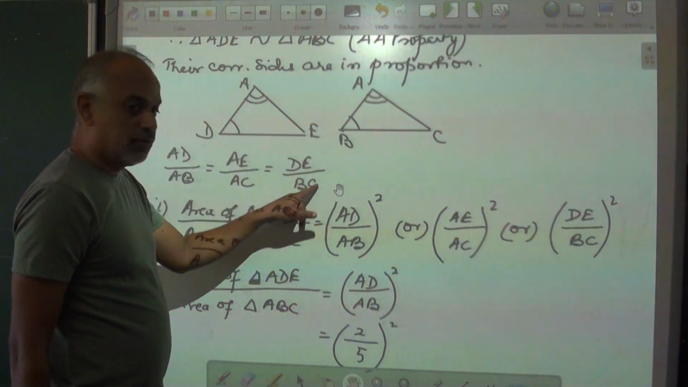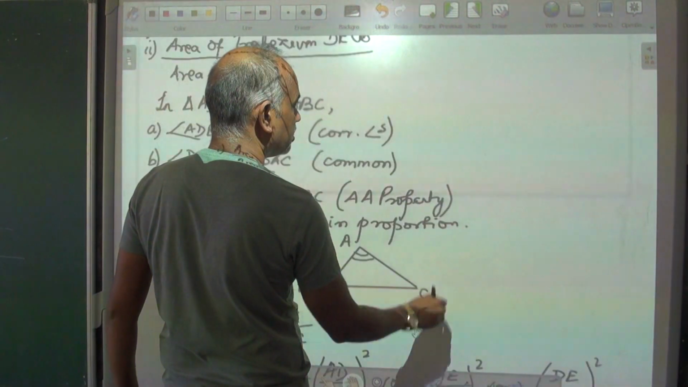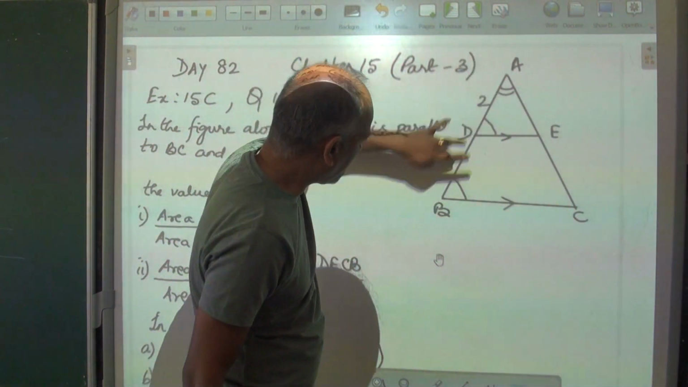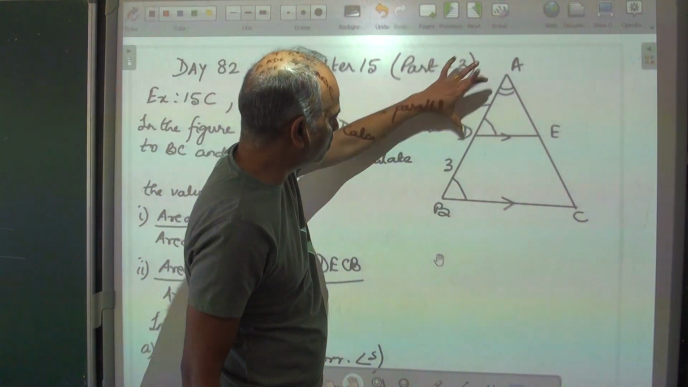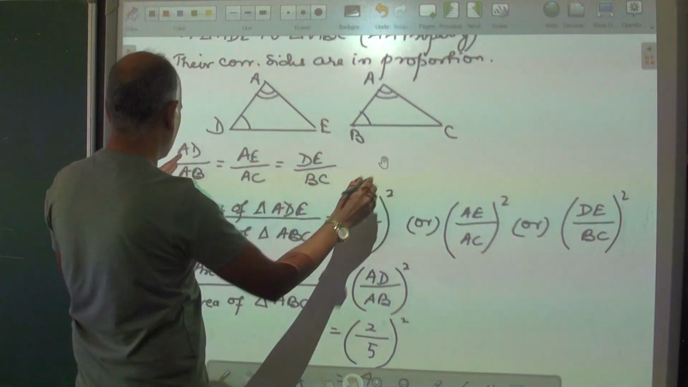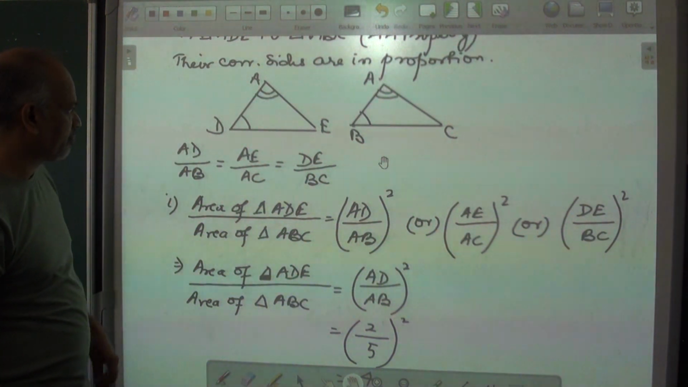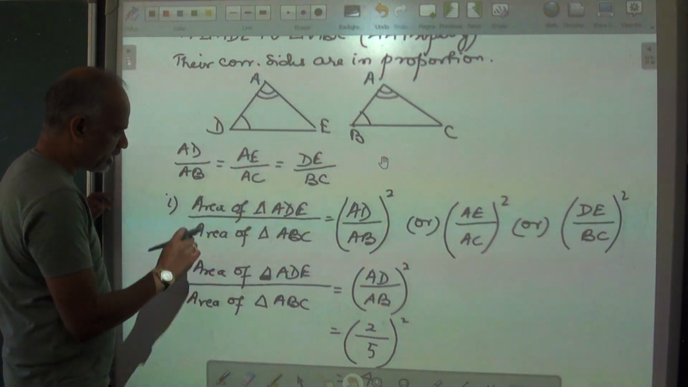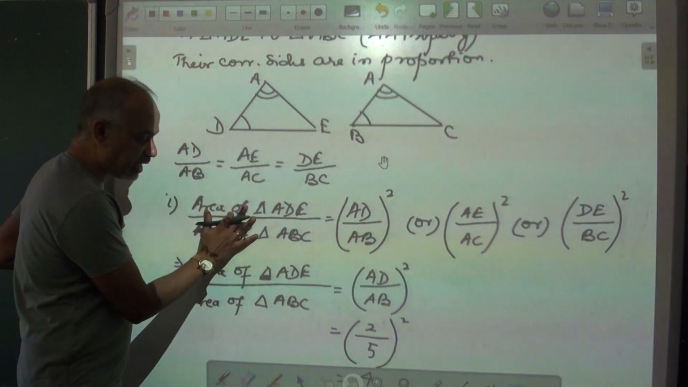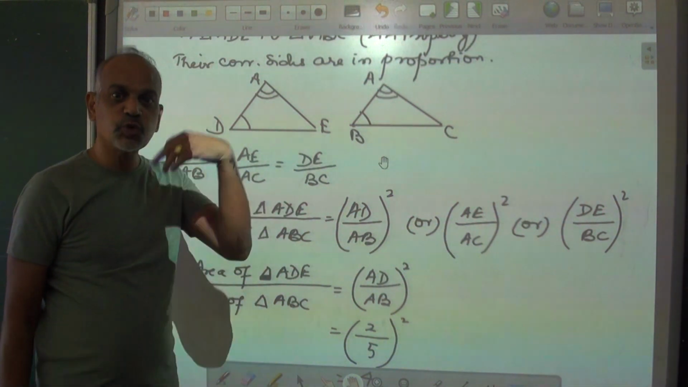Now, which ratio you know is what you have to see in the figure. In the figure, you know AD is 2, AB is 5. This much is 2, the whole thing is 5. So you know this AD by AB. AD is 2 and AB is 5. The first question was you have to find the area of triangle ADE by area of triangle ABC. So to find the area ratio, you have to use one of these ratios and square it.